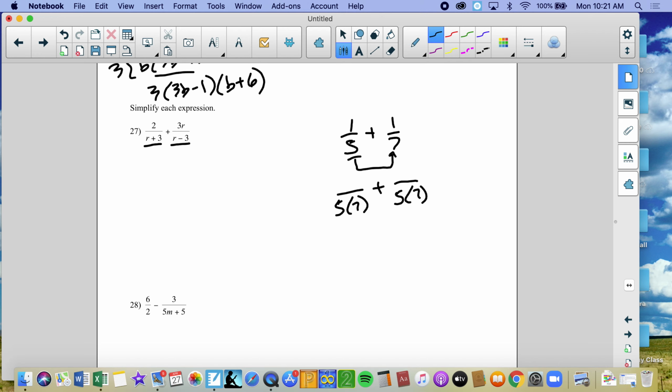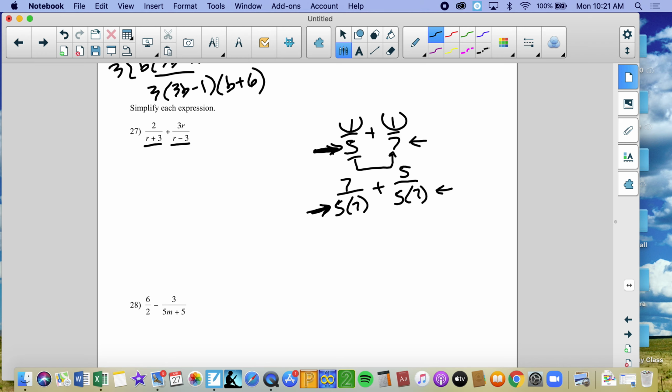So what's this denominator missing that this has? Well, it's missing a 7, so I take the 7 and multiply it by the numerator. What's this denominator missing that this has? It's a 5. So I have to take the numerator and multiply it by 5. And that's how we do it.